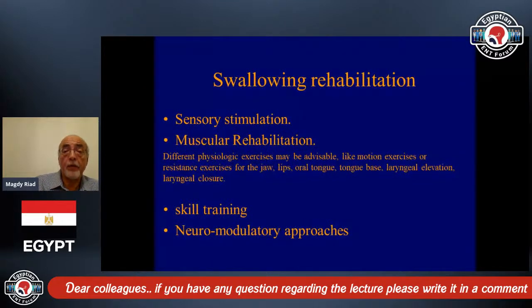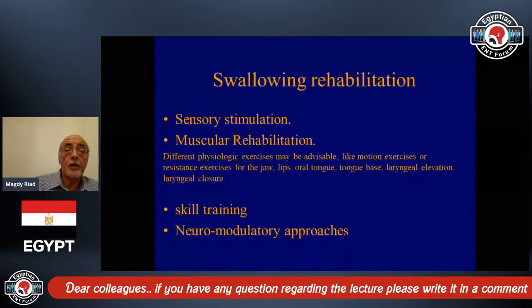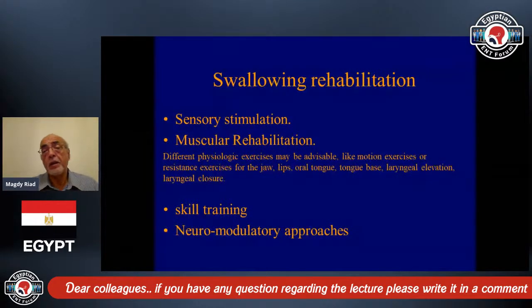I mean, the vast majority of patients are treated by this, trying to improve their muscle performance and trying to strengthen some muscles and trying to improve the coordination, starting from the jaws and the lips and the tongue base and the larynx, either closure or elevation and things like that. This is the bulk of the speech and language therapy work with dysphagia. There are other ways of, at least other experimental ways of trying to rehabilitate swallowing, and this includes skill training, and we'll go through this in a second.